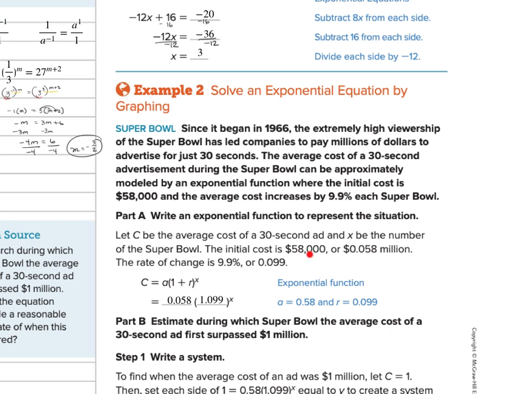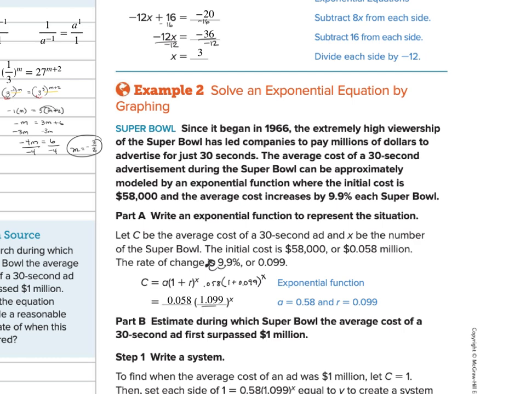The initial cost is 58,000, which is going to be 0.058 million. Then the rate of change, which is going to be 9.9%. Remember that you have to move your decimal point 2 places. So 1, 2. And then that's how we came up with my rate. So this should have been 0.058 times 1 plus 0.099, and then raised to the x power. So when they combined those, it became 1.099. So that's how they came up with that.